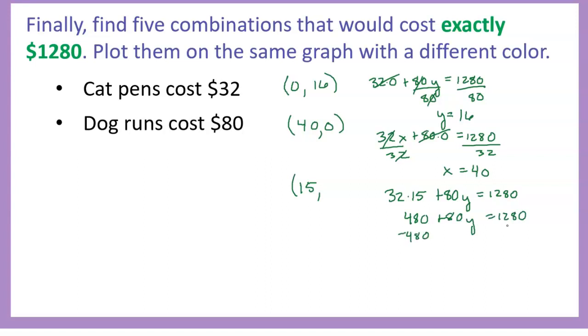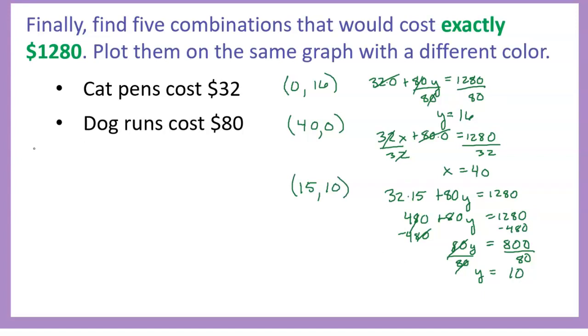We subtract that from both sides. This is an 80y equals 800. Well, we can do that math in our head, right? Divide both sides by 80, we get y equals 10 on this one. Y equals 10. So 15, 10 is a point that's exactly right.